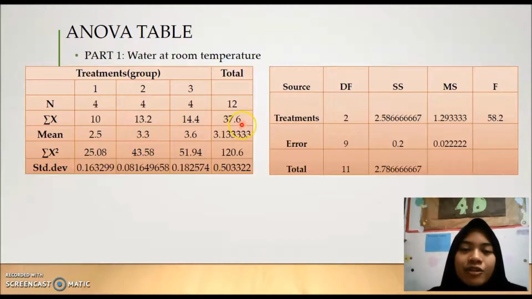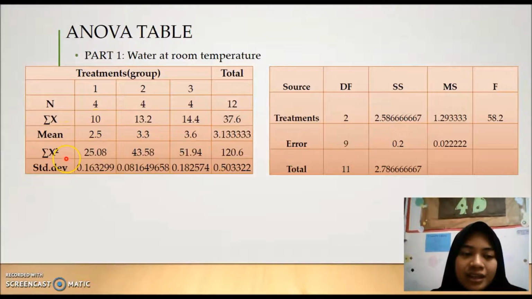So for our experiment, our first part is the water at room temperature, which is the water we added into the dough to mix the dough. Based on the first table at my left side, which is the treatment, number 1 is 1 teaspoon of sugar, 2 is 3 teaspoons of sugar, and the third group is 6 teaspoons of sugar. N is the number of observations. For each group, we have 4 observations or 4 trials.